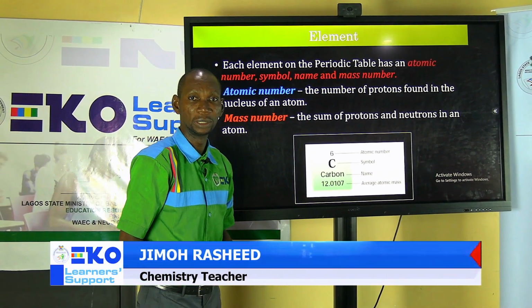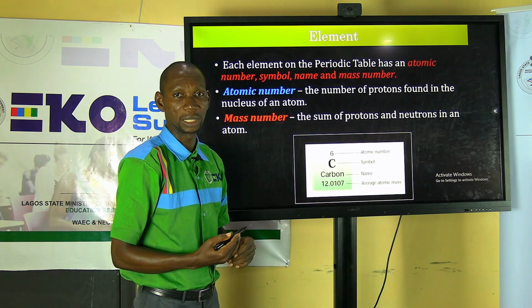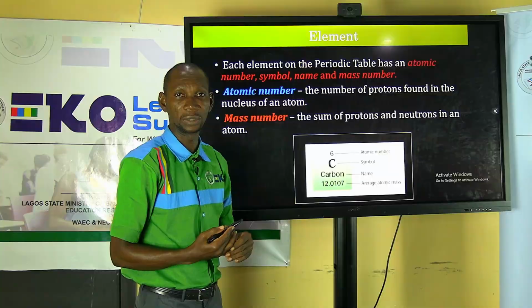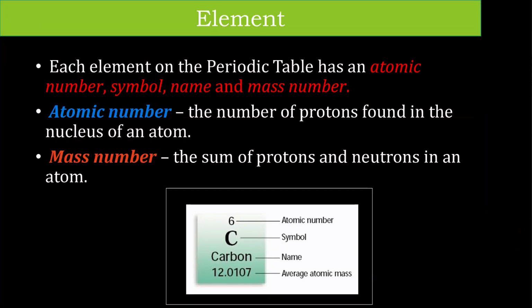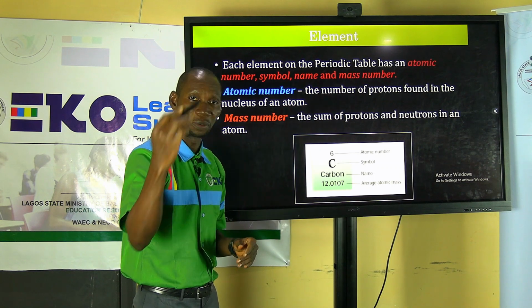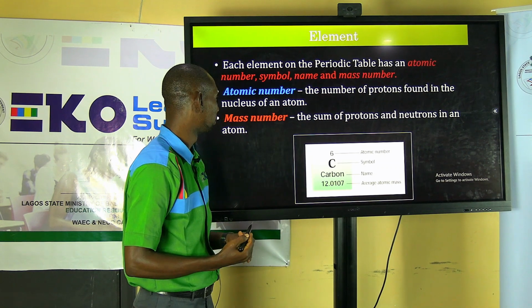But element contains smaller particles. If you look at the structure of an atom of an element, it contains the protons and the neutrons, which are in the nucleus of an atom, as well as the electrons that revolve around the shell.